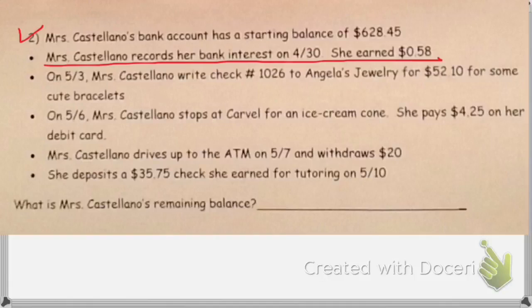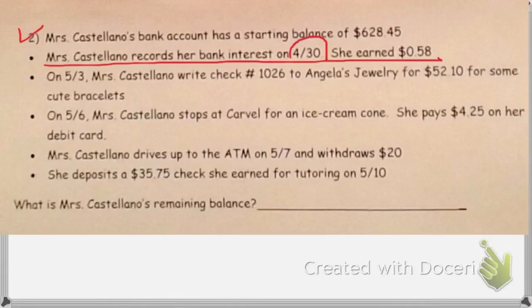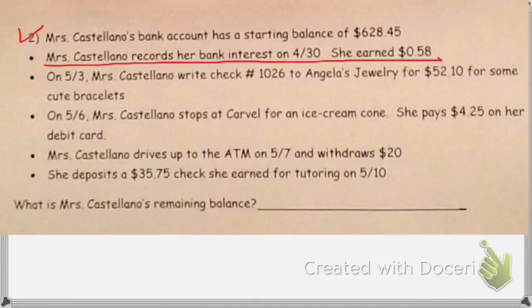Mrs. Castellano records her bank interest on 4/30. She earned $0.58. So what type of transaction? It's an interest transaction. So on my register on the first box under number or code, I write down I for interest. What's the date? 4/30. So under date, I'll write 4/30/18 for the year. Again, what type of transaction is it? It's an interest transaction. So under transaction description, I will write interest.